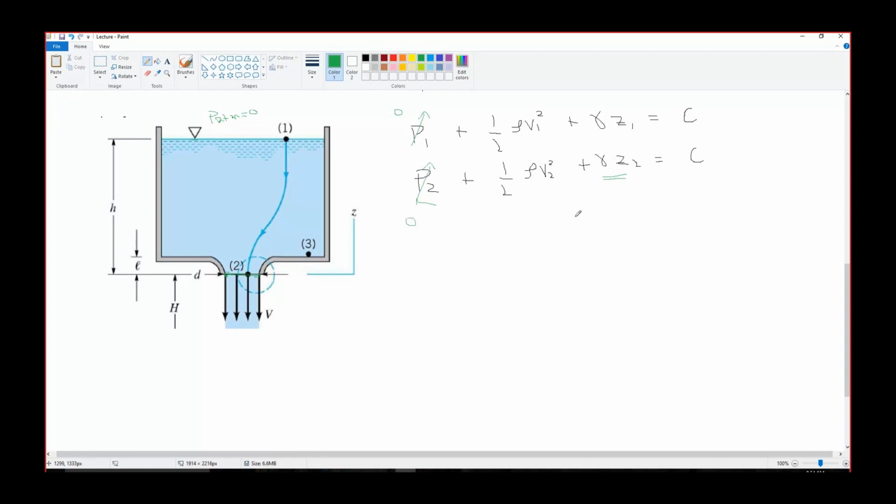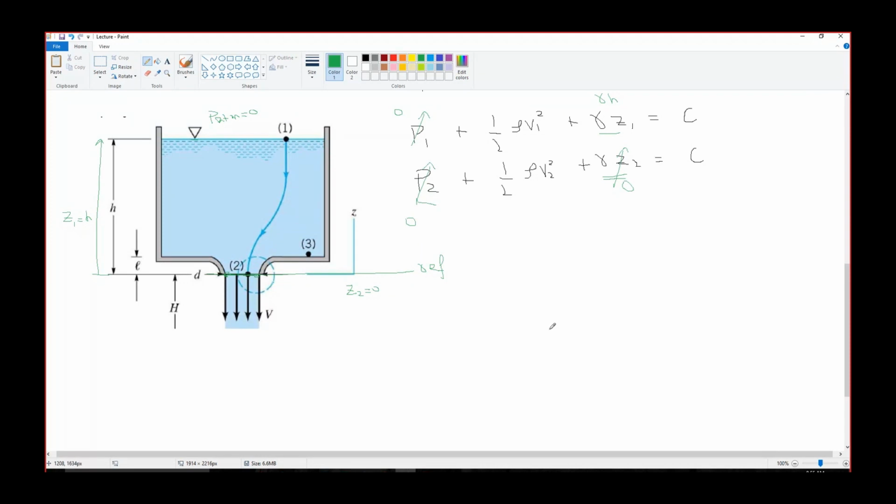About gamma Z1 and gamma Z2, this depends on the reference. Let's say I am placing my reference line here at point 2. This is my reference line. So at the reference, the elevation would be 0. Z2 is 0, so gamma Z2 is 0. What about Z1? I will measure it from my reference line and it would be equal to H. Z1 equal to H, so this is gamma H. Clear?